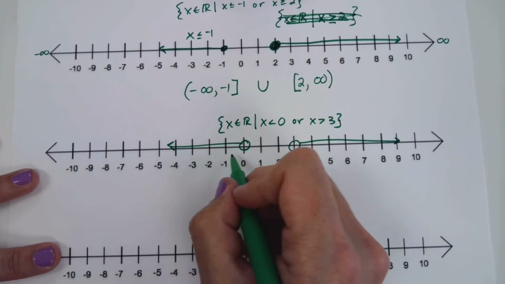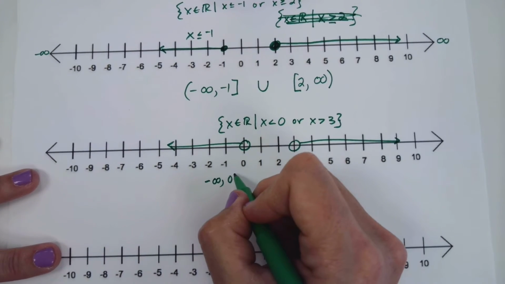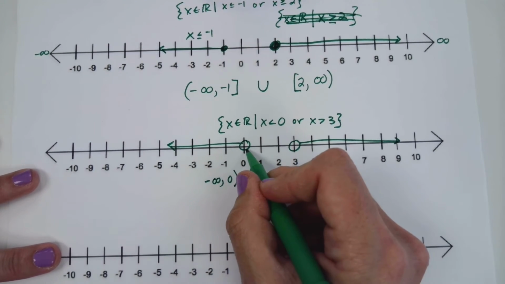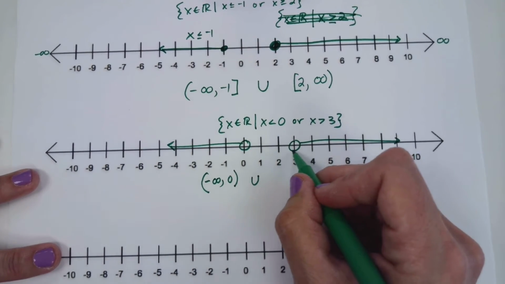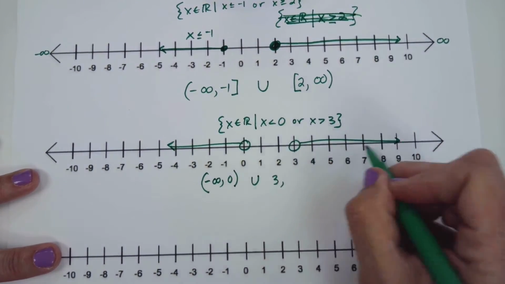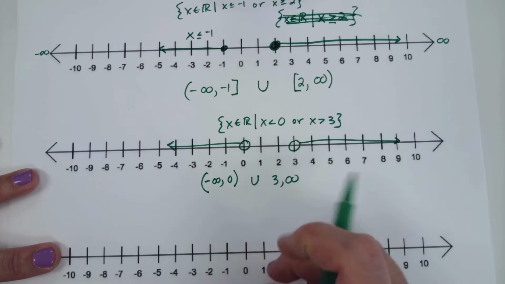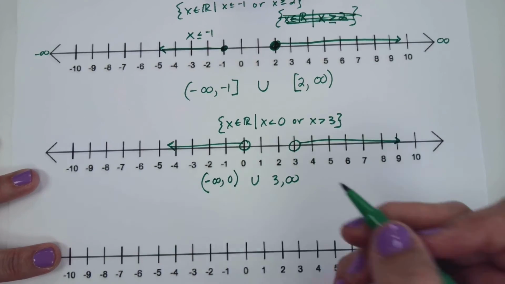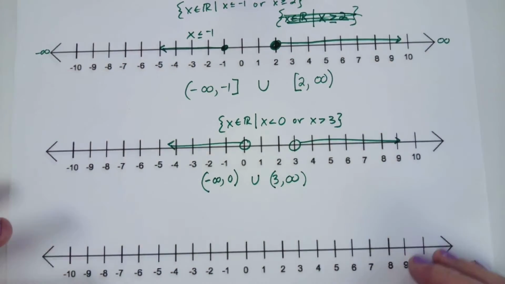I would say this little one goes from negative infinity all the way back to 0, the highest number, parentheses, because I don't really want 0. Then it starts back up at 3, so 3, comma, goes off to infinity. So it has to go large, small, small, large, small, large, and this gets a parentheses, and infinity always gets a parentheses. Okay, so those are broken up graphs.